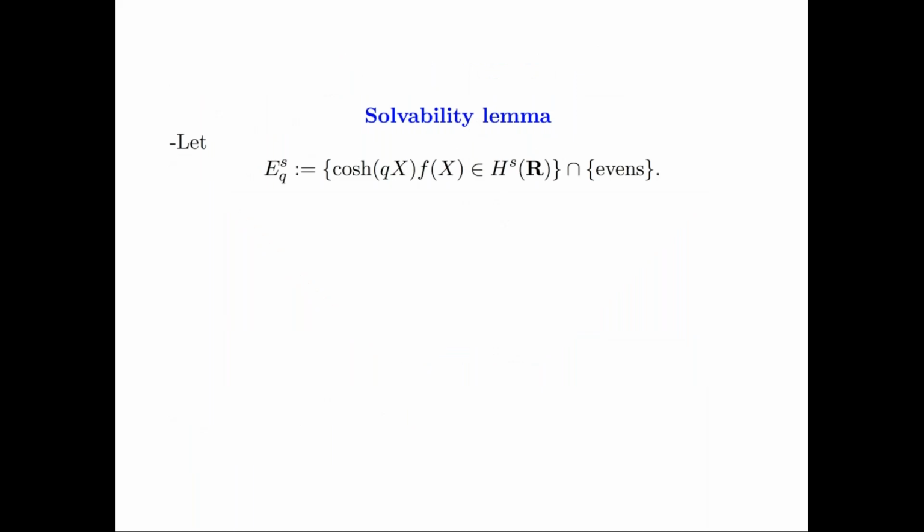So you need a solvability lemma. I don't want to be super technical with all this stuff, but I'm going to use these function spaces here. E stands for even, S stands for regularity, and Q stands for decay rate. So a function is in this ESQ space if that function, when multiplied by cosh of Q times X, lives in HS, and it's even. Roughly speaking, ESQ is those functions which are S times differentiable, and the function and its first S derivatives converge to 0, roughly like e to the minus qx as x goes to plus infinity. So they're rapidly decaying functions on the spatial side.